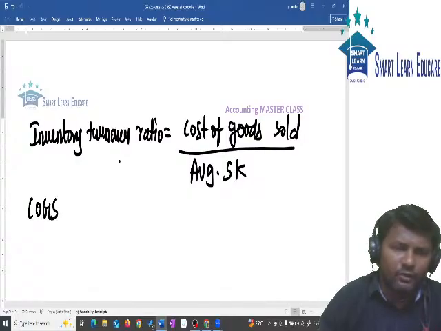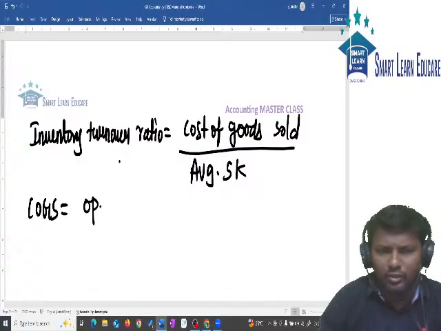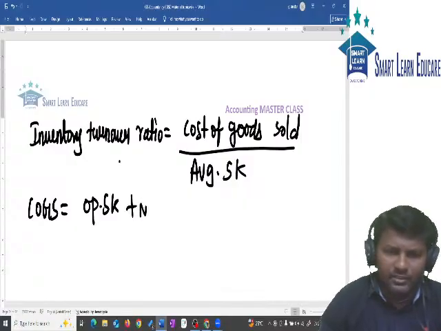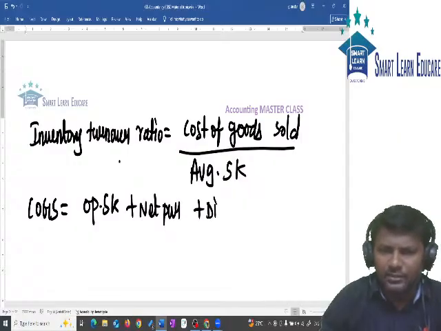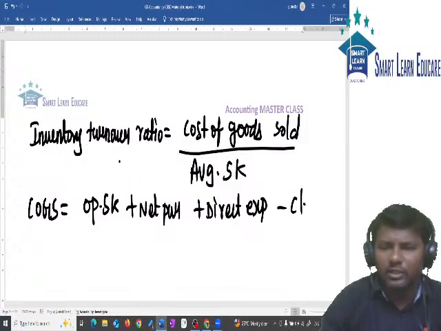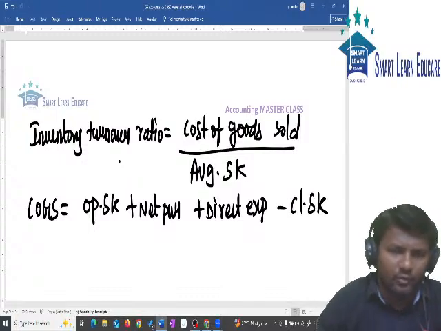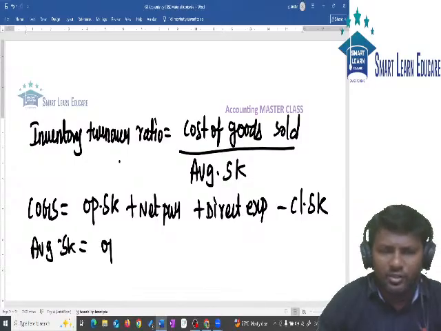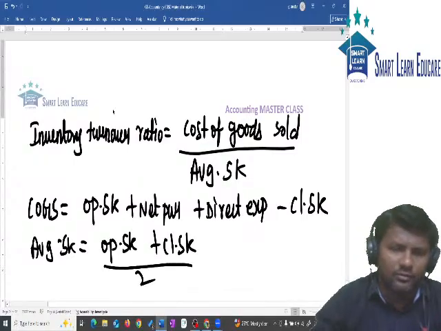First you need to find cost of goods sold. Cost of goods sold is opening stock plus net purchases plus direct expenses minus closing stock. Average stock is opening stock plus closing stock divided by 2.